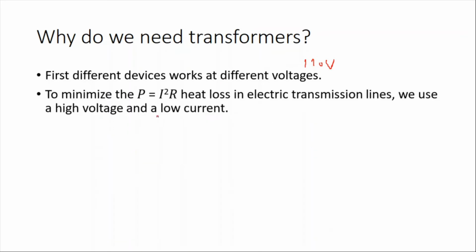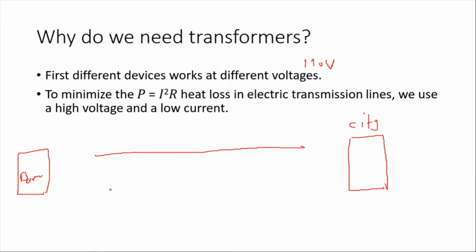Second, we use transformers in transmitting energy. For example, the energy from the dam. This is the dam and this is the city. We are going to transfer energy from here to here. During the energy transfer, some energy is lost in the wires, and the power loss in the wire is directly proportional to the amount of current. That's why to decrease the power loss during transmission, we need to decrease the current. To decrease the current, we are going to increase the voltage.